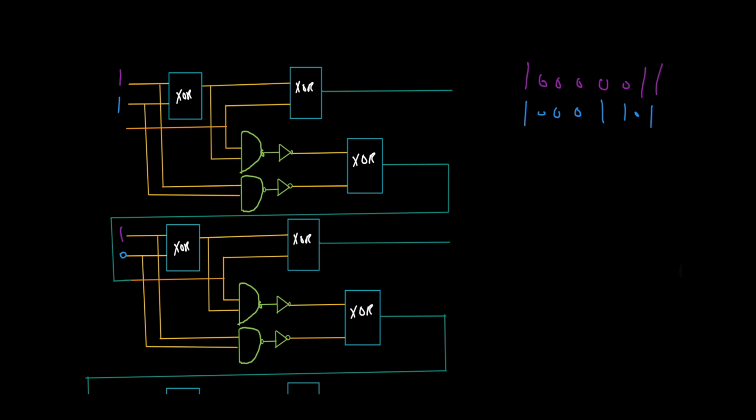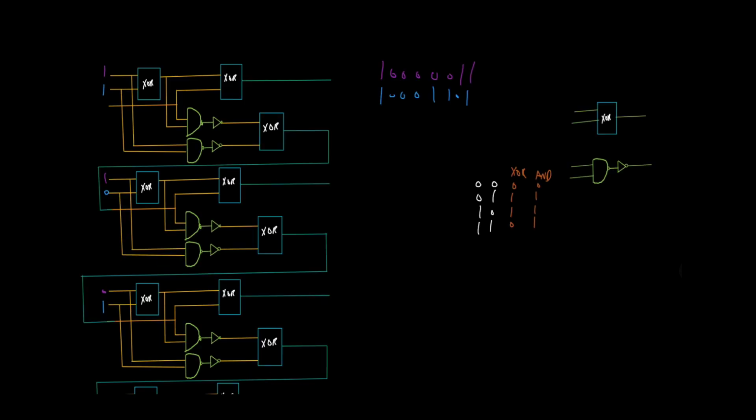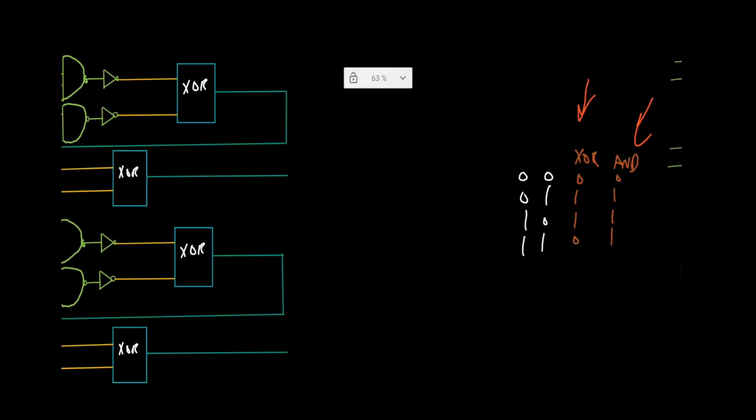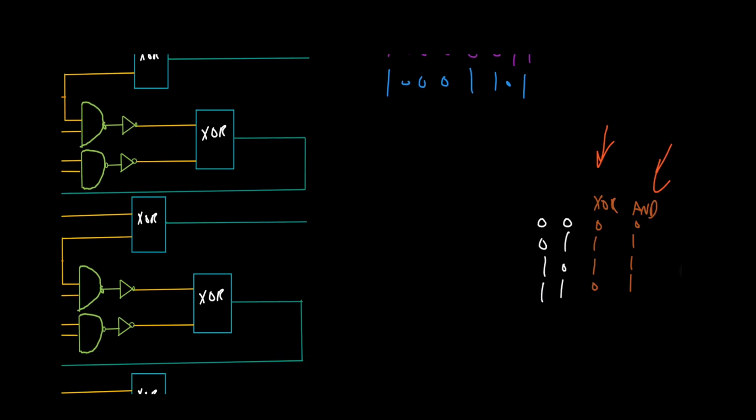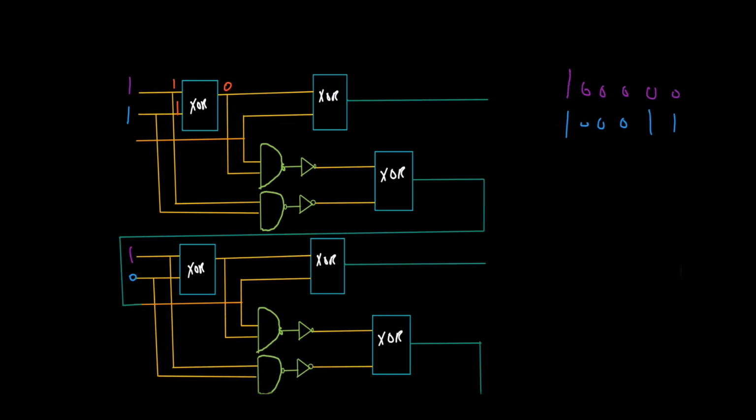So if we have 1 and 1 in the first stage, the only thing you need to know is the truth table of these two circuits, because everything has been made using this XOR. This is its truth table: the output is 0 if both inputs are equal. And this is the truth table of the AND. So if we have 1 and 1 at the inputs of the XOR, based on its truth table we would have 0 here.